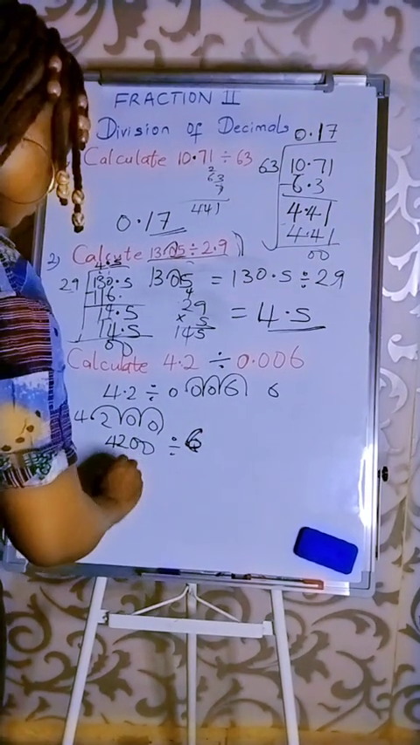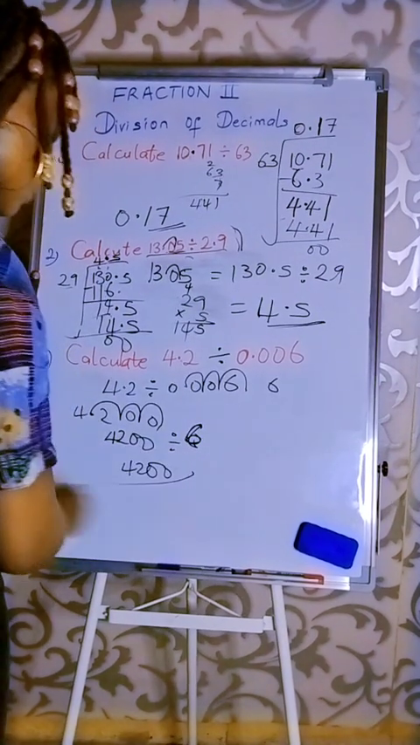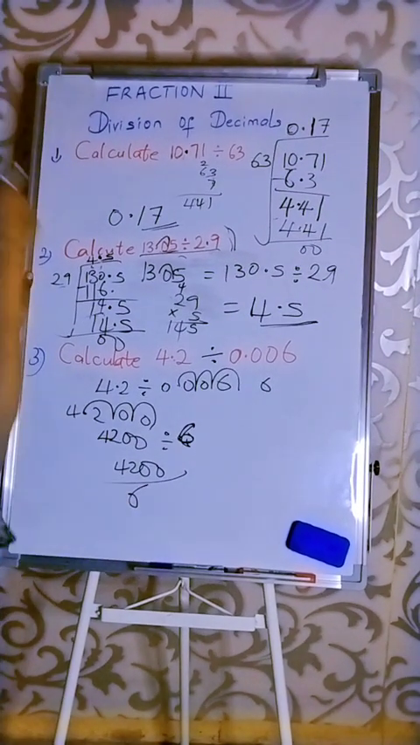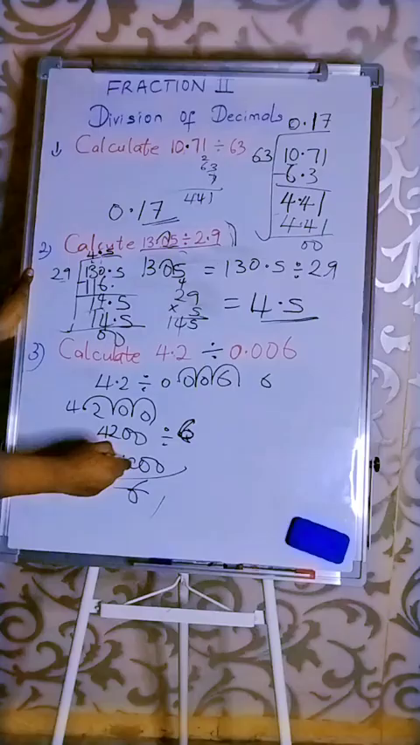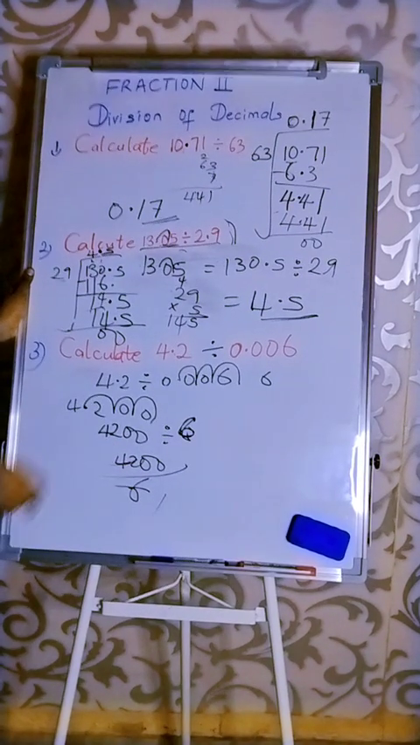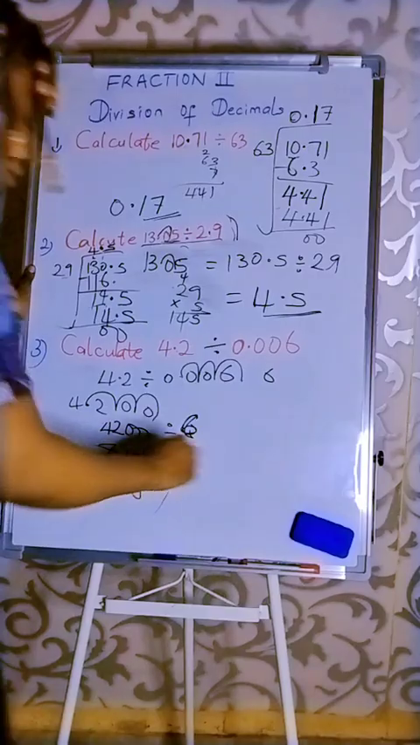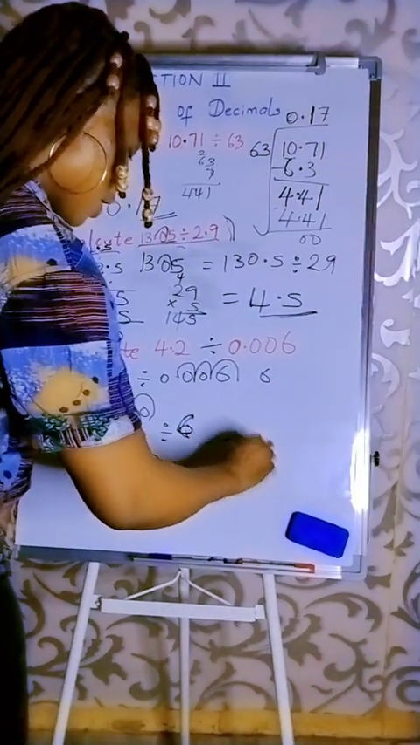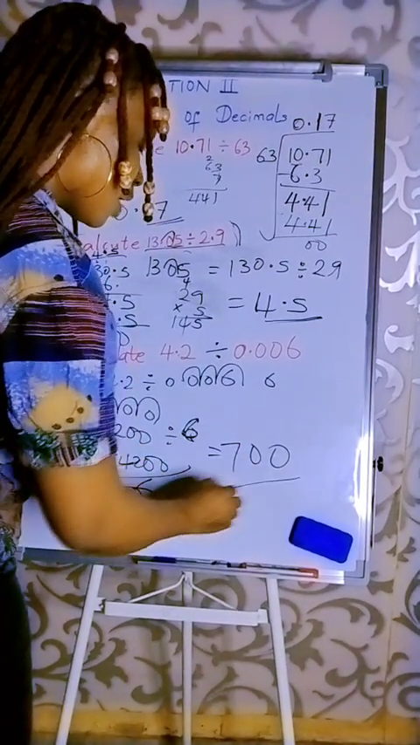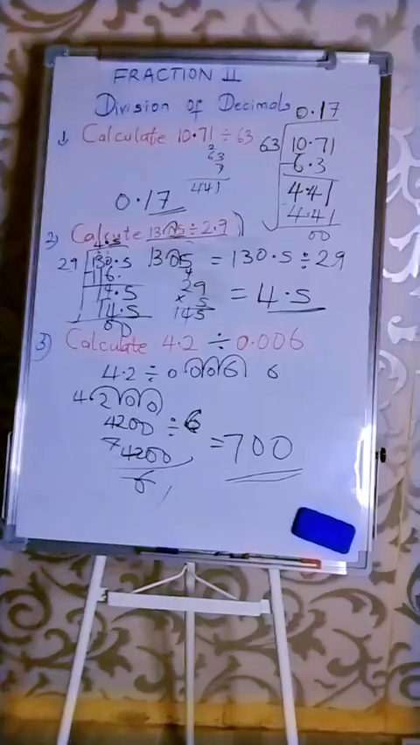So let's go. 4200, no need for long division because it's a simple number. 6 divided into 42, we have 7. Add the two zeros. What's our answer? 700. As simple as that.